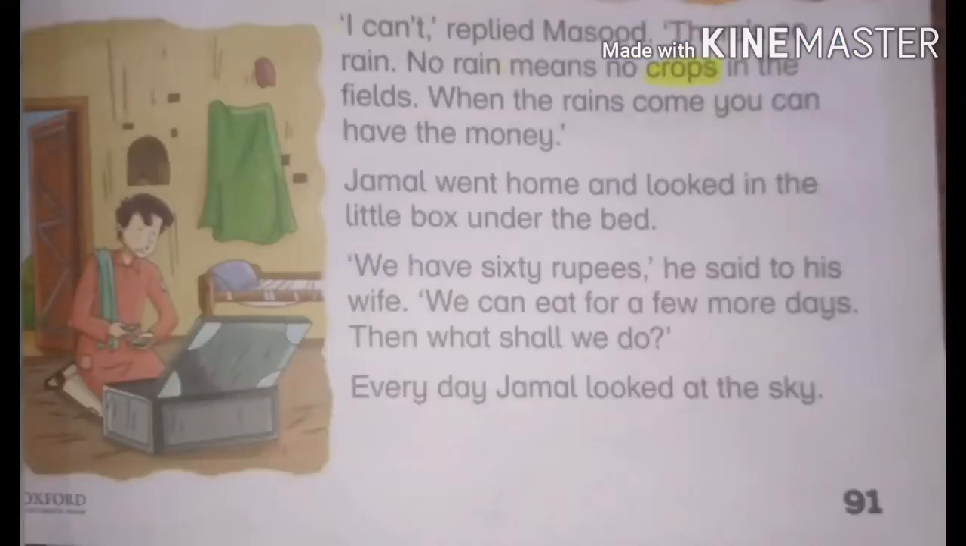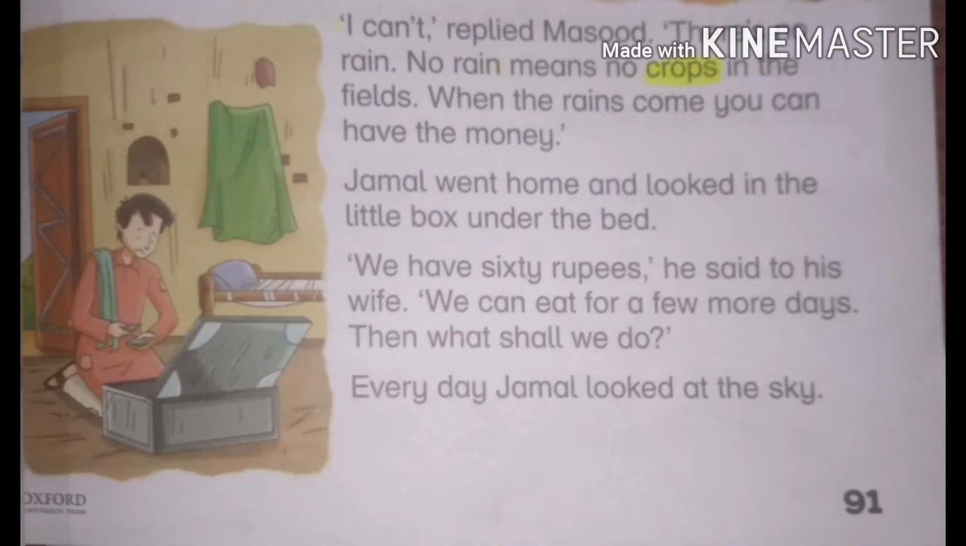I can't, replied Masood. There is no rain. No rain means no crops in the fields. When the rains come, you can have the money. Now when Jamal requested Masood to lend him 50 rupees, he refused and told him that I'm also waiting for the rain because no rain means no crops in the field. As you all know, water is the basic need of crops to grow.